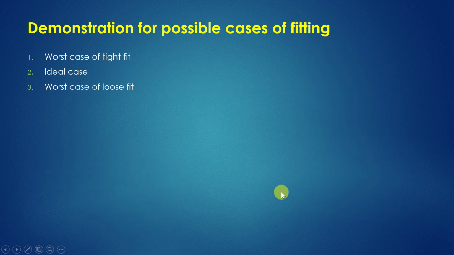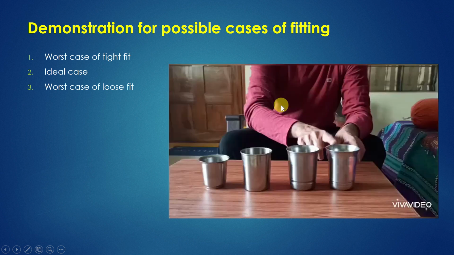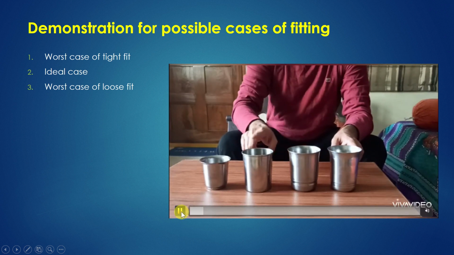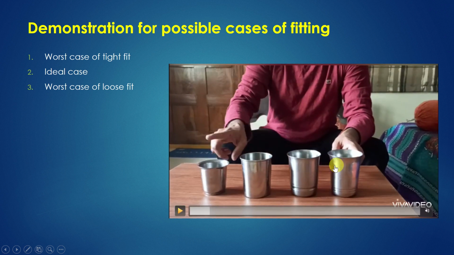Let us move to demonstration of possible cases of fitting. So as a compound cylinder is combination of two cylinders, there are three possible cases. So here we can see four glasses. This is an informal example. So we are seeing that first cylinder is a host of these three glasses. So I am telling the glass as a cylinder. So let us consider these as cylinders.